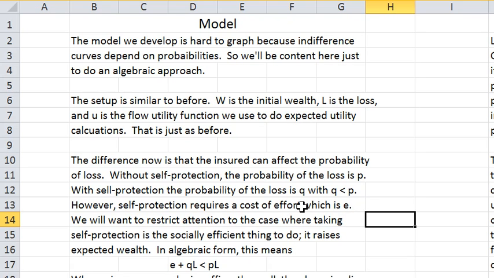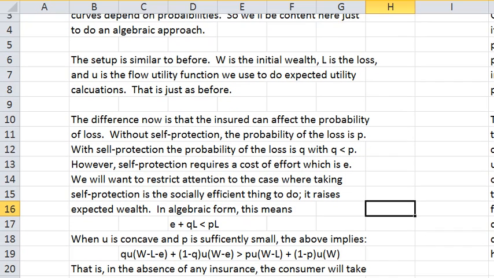When they take self-protection, there is an effort cost, E, and we are going to assume that the consumer is effective in taking self-protection. So if you look at the expected loss with self-protection, which is QL plus the effort cost, that is supposed to be less than the expected loss without self-protection. So self-protection is productive here, and from a society's point of view, it would be good if the consumer took that. So let's scroll down a little bit here.